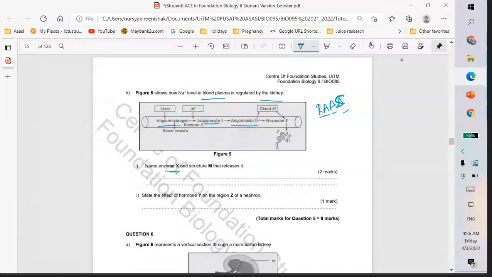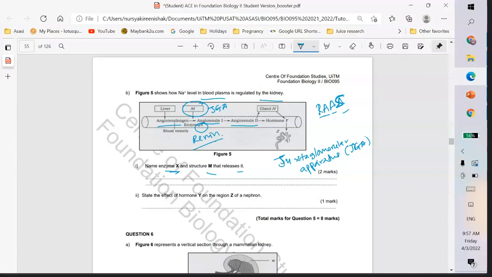So for question number 1, name the enzyme X. Where is enzyme X here? And structure M that releases it. Structure M is juxtaglomerular apparatus, JGA. So M is JGA. So the JGA will secrete the enzyme X, which is renin. So 2 marks lah.